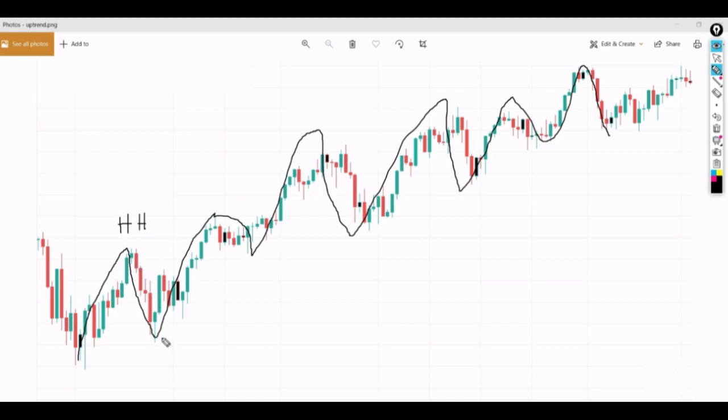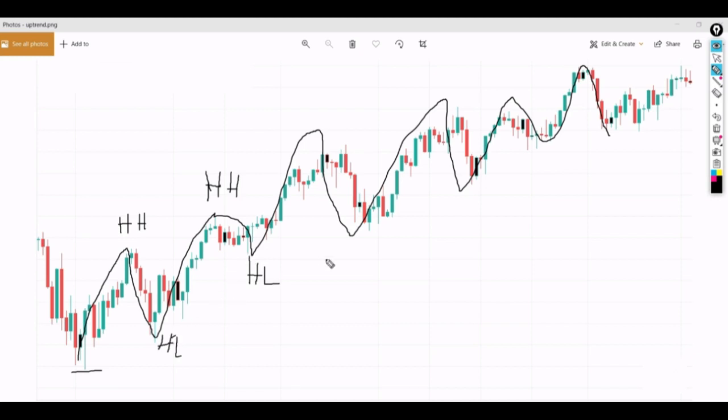And if you look at this pullback right here, okay, this pullback right here is called a higher low, because this low is higher than this low, okay? And this high right here is higher than this high. So right here, higher, higher, okay? And guess what? This is a higher low, because this low is higher than this low, okay?